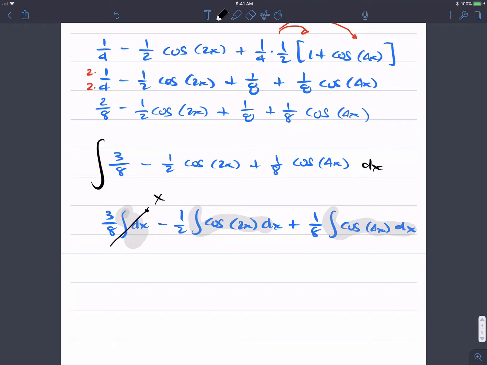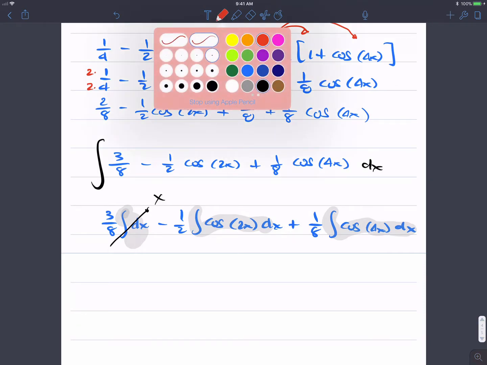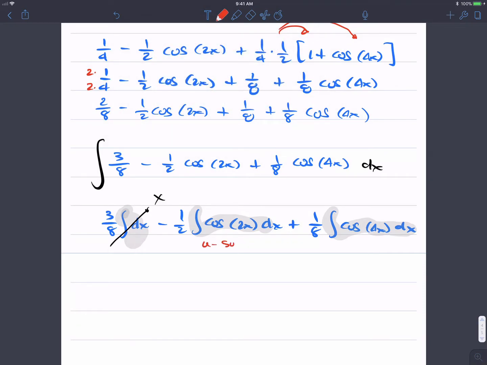The second and the third integral, remember, you're going to have to again use u substitution. And in this case, u will be 2x. And yes, that means du becomes 2 dx. U here, by u substitution, is going to be that 4x. And in this case, du becomes 4 dx. Okay, so let's see what happens now.